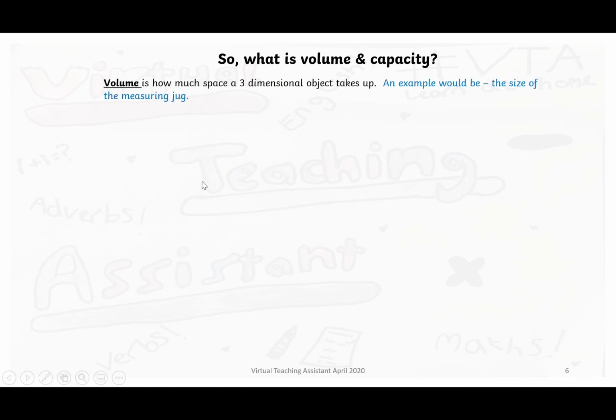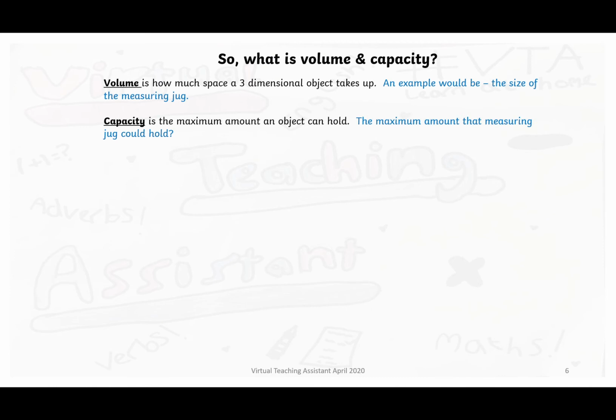So what's volume and capacity? Volume is how much space a 3-dimensional object takes up. So it needs to be an actual object, not a picture of something. A good example to give you would be one of your measuring jugs in the kitchen. It's the size of your measuring jug. Capacity is the maximum amount that an object can hold.